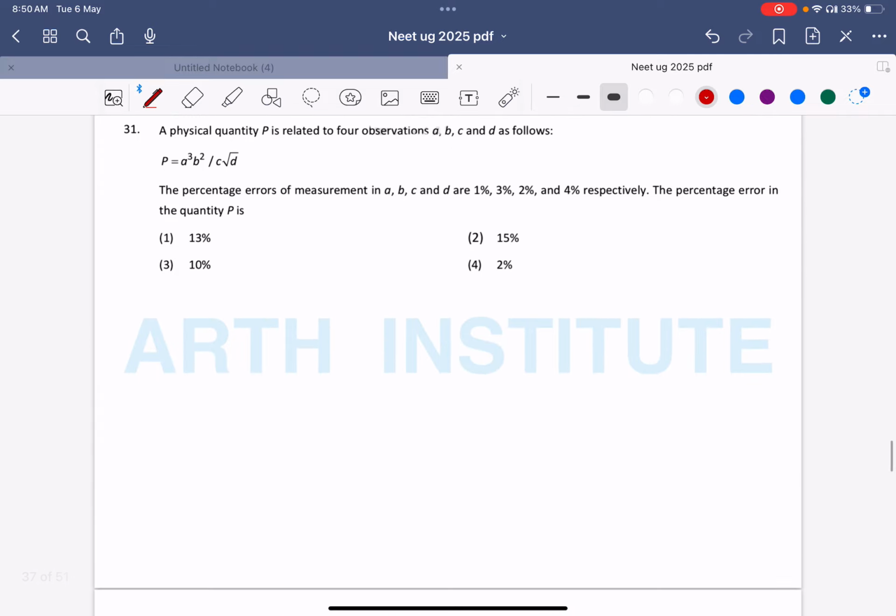Next, a physical quantity P is related to four observations A, B, C, D as follows. Now the percentage errors in the measurement of A, B, C, D are given, and you want to find out the percentage error in P. Now you are very well aware of, when we talk about percentage error, then delta P by P is equal to 3 times delta A by A plus 2 times delta B by B plus delta C by C plus half delta D by D.